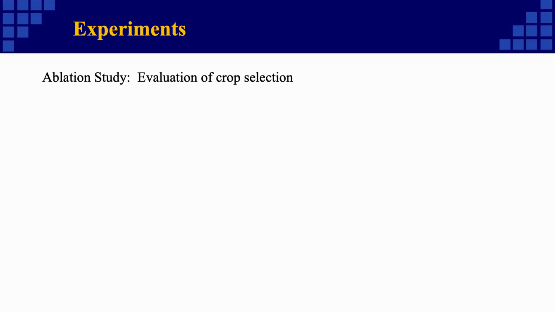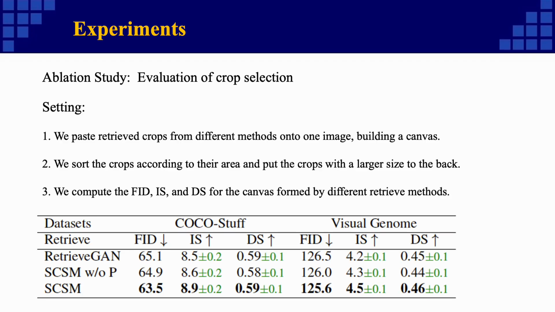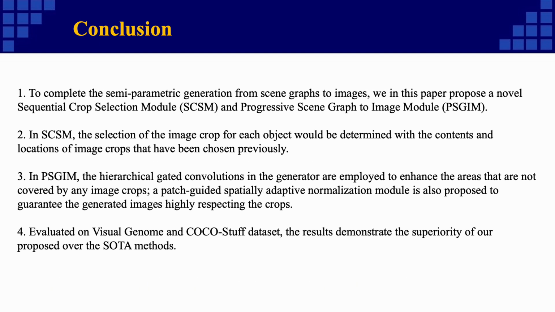Finally, we also set another ablation study to evaluate the group selection directly. First, we paste the retrieved groups from different methods into one image, building a canvas. Then we sort the groups according to their areas and put the groups with a larger size at the back. And next, we can compute the FID, IS, and DS for the canvas formed by different retrieval methods. The results show that our retrieved groups are more mutually compatible than other baselines, and the position embedding is useful to improve the results, while previous methods fail to use such information.